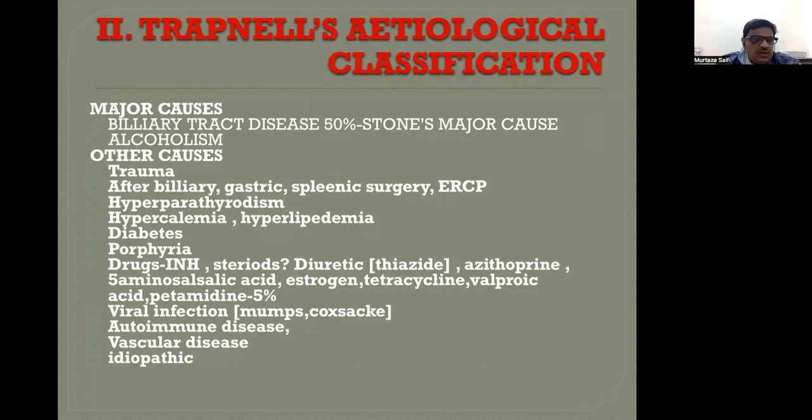Diabetes mellitus, porphyria, drugs like INH, steroids, diuretics, antidiuretics, azathioprine, 5-aminosalicylic acid, estrogen, tetracycline, valproic acid, and pentamidine, 5%. These are all drugs which cause pancreatitis. Viral infections like mumps or coxsackie can cause acute pancreatitis. There are many autoimmune diseases which can also cause pancreatitis. Vascular disease may cause pancreatitis, and in some patients the cause is not known; it is idiopathic.